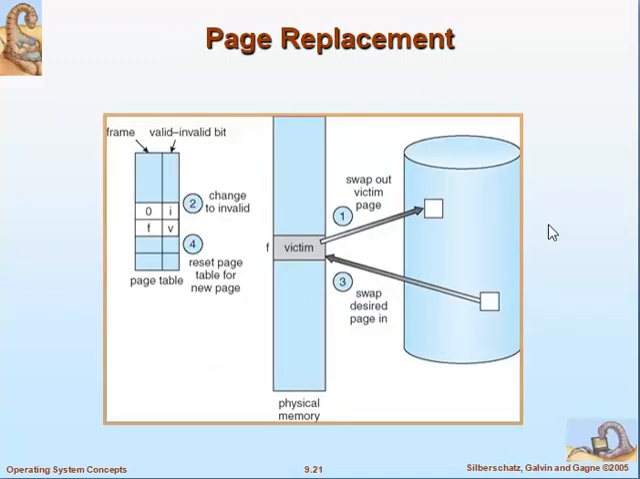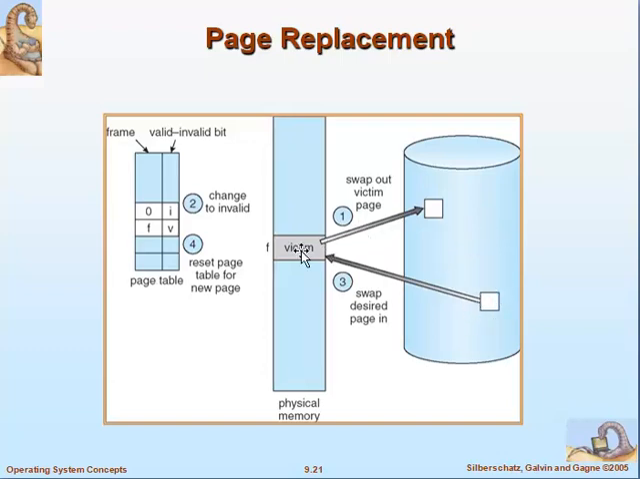So this is how the page replacement is done. You can see here, this is the page table, and in this page table there is a request for a certain page, and it finds it as invalid. Invalid means it is not available in the physical memory and has to be loaded from the disk. First it will identify the page on the disk. So this is the page.